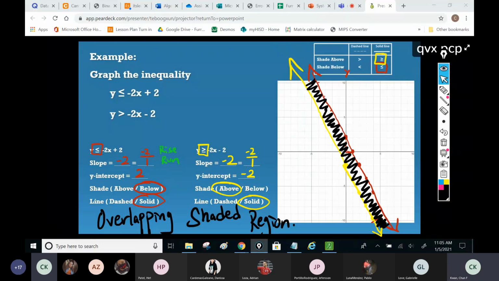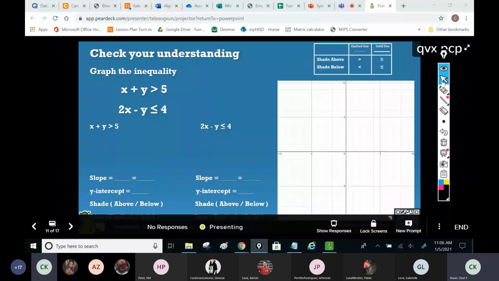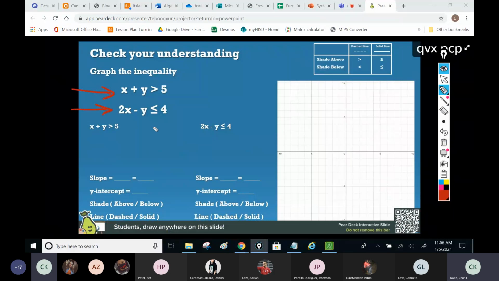All right, so moving on. So let's see if you guys can figure out how to do these. So now try this problem. Graph the systems of inequalities. There are two inequalities. They are in a system. And now I want you to do exactly what I just did, all right? So figure out how to put these two inequalities on the graph.